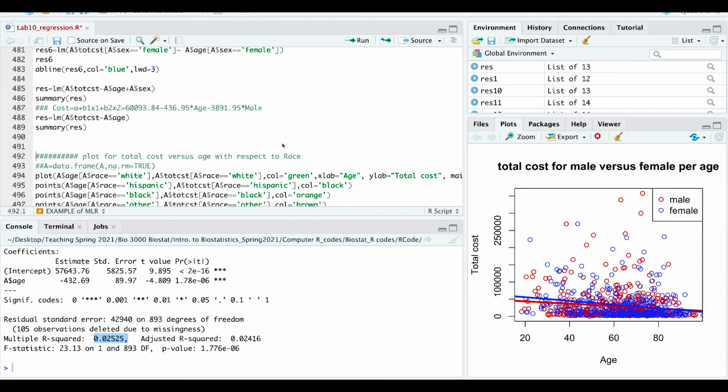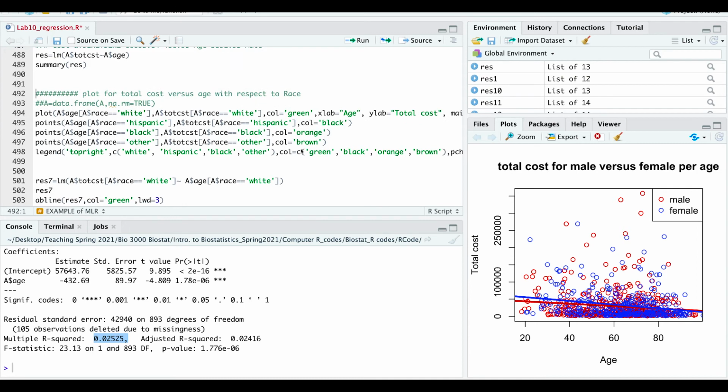So the next thing we want to do is see if the cost differs by race. We see that cost doesn't depend on the gender, right? But does the cost of the hospital stay depend linearly on the race or not? First of all, I want to see the plot. So the x value will be age, and I'm doing the race white.